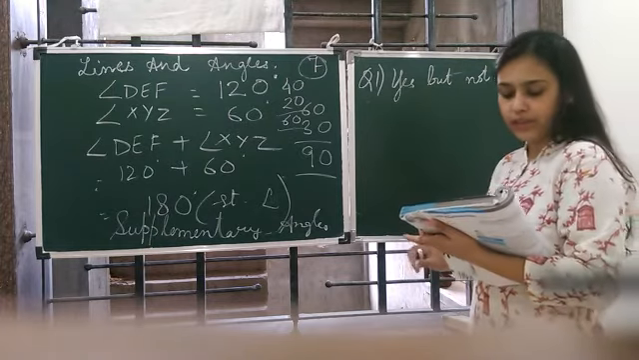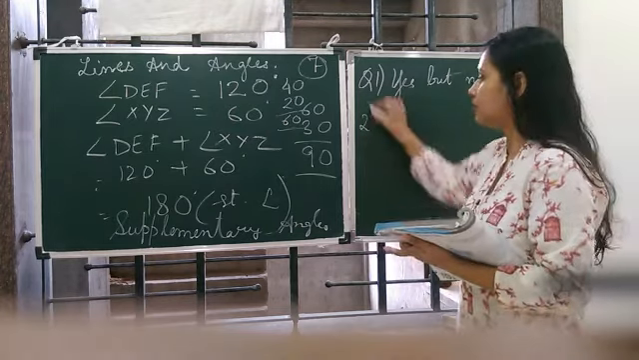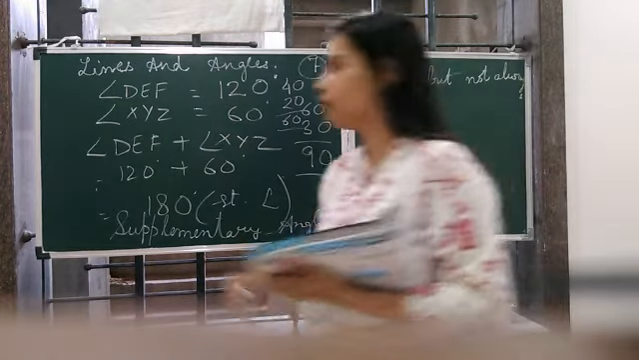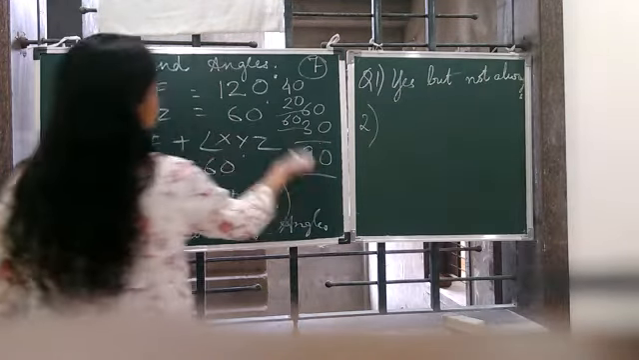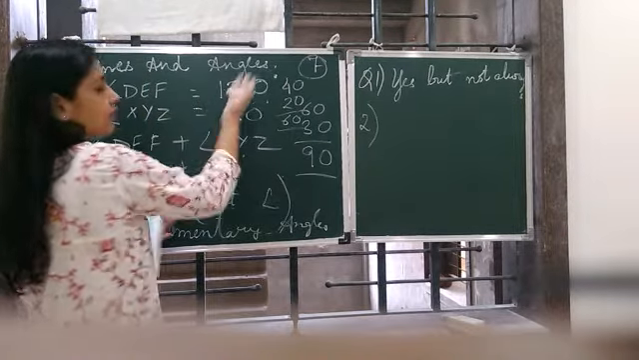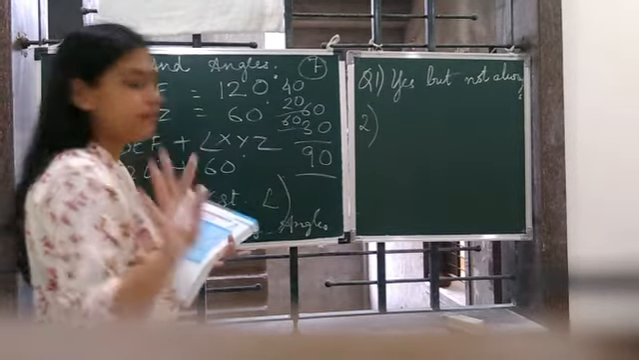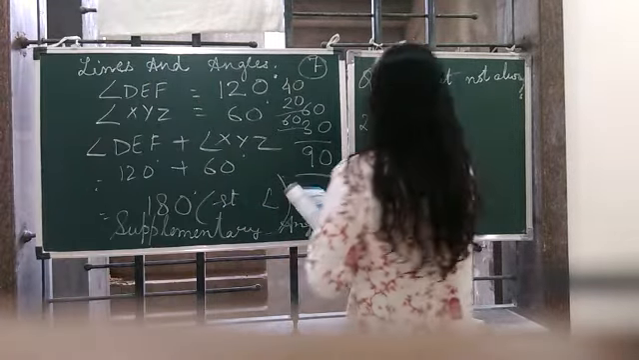Can two obtuse angles be complementary to each other? Obtuse angles are greater than 90 degrees. So how can they be complementary? It will never happen. So no, never.